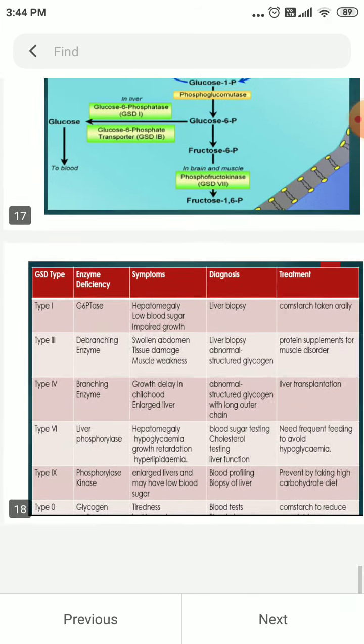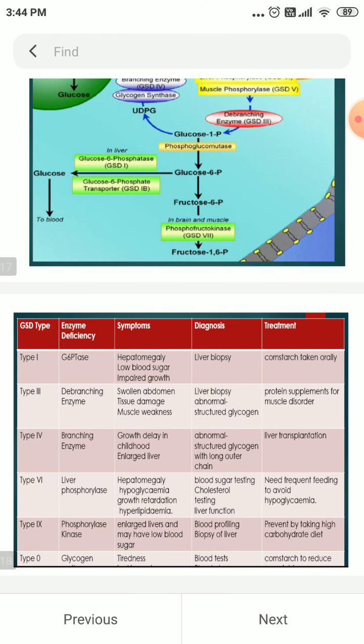Coming to the last slide, I have given you a tabular column. It is very easy to remember. The first column is glycogen storage disease type, the second column enzyme deficiencies, then symptoms, diagnosis, and what the treatment will be. Type 1, type 2, type 4, type 6, type 5, and you can also make type 0, and type 9. These are all the glycogen storage disorders with respect to enzyme deficiencies.